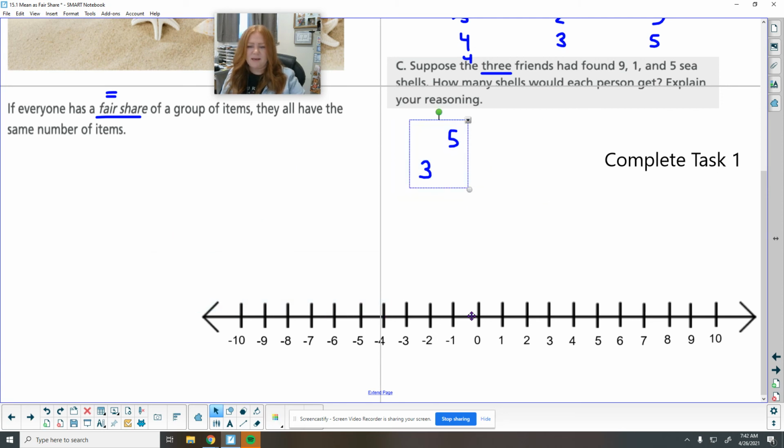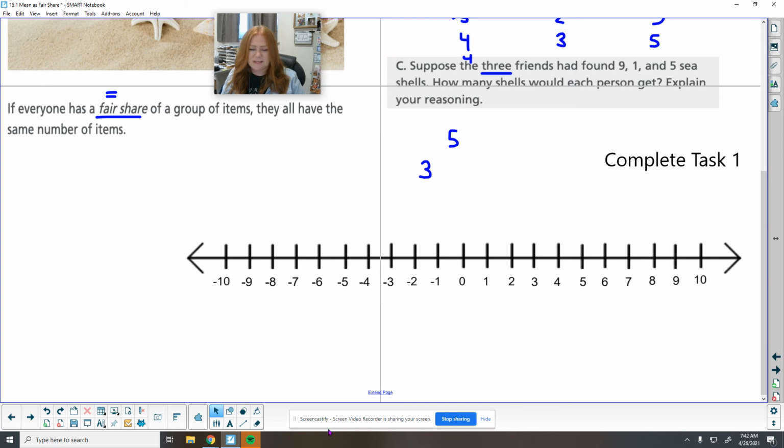We had one person who found 9 shells, so I'm going to put a dot above 9. One person found 1 shell, not negative 1, 1 shell, and one person found 5 here. We decided our balance point, right? It was a total of 15 shells, and 3 people are sharing them. Our balance point was 5. So one of these people didn't have to give up any shells or get new shells. They just kept the ones they had.